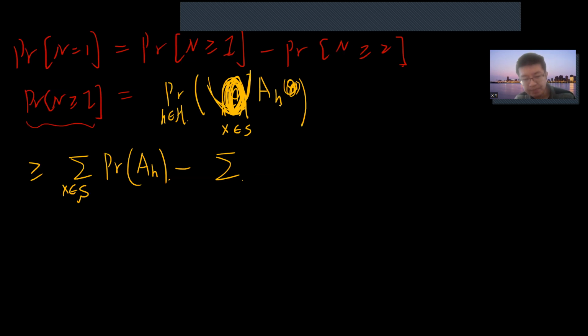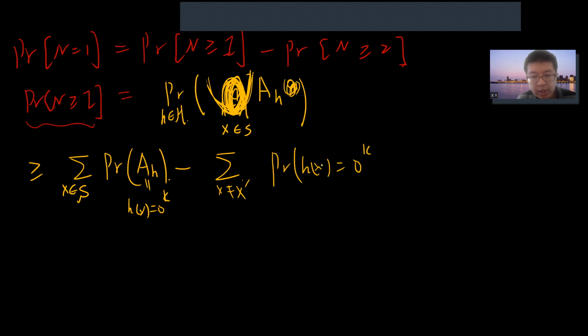This means that h of x is 0 to the k. So you want to take the union over x belonging to S. You want to union this. So our bound is greater or equal to the sum over x in S of the probability of A_x, meaning h of x equals 0 to the k, minus the pairwise events, the sum over x different from x prime of the probability of h of x equals 0 to the k and h of x prime equals 0 to the k.